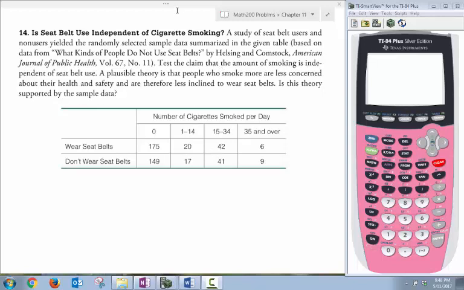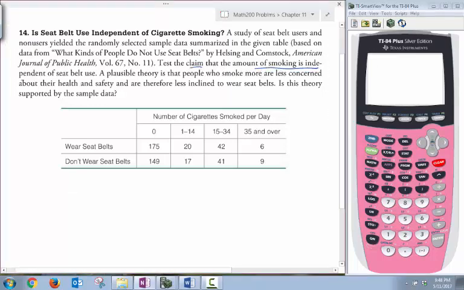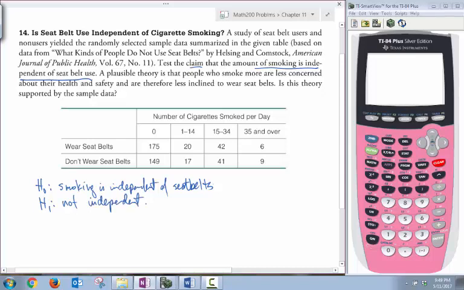Okay, so this is clearly a test for independence because we test the claim that the amount of smoking is independent of seatbelt use. And so we're going to set up our null and alternative hypotheses by saying smoking is independent of wearing seatbelts, which is what the claim is. The alternative hypothesis would just be the opposite, which is not independent. And let's remember that the null hypothesis was the original claim. There is no alpha, so we will assume 0.05 for our significance level.